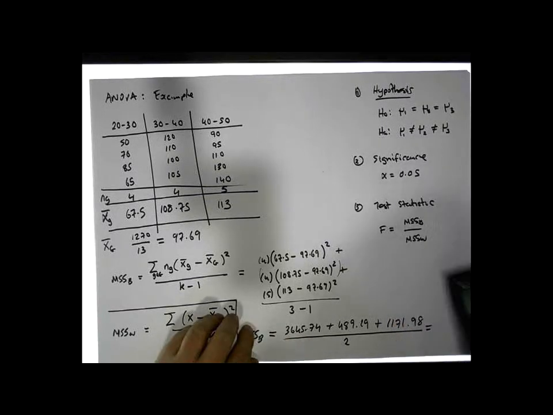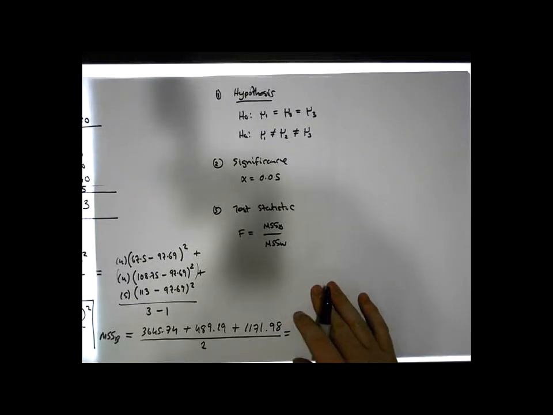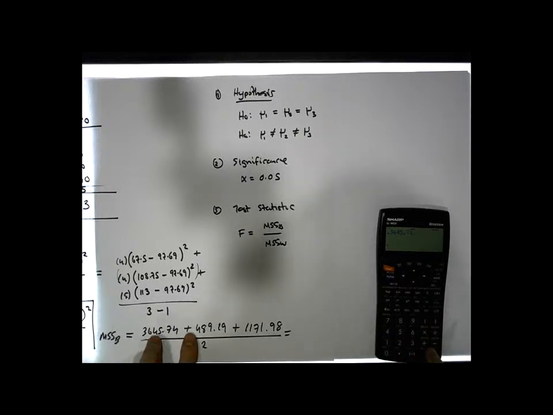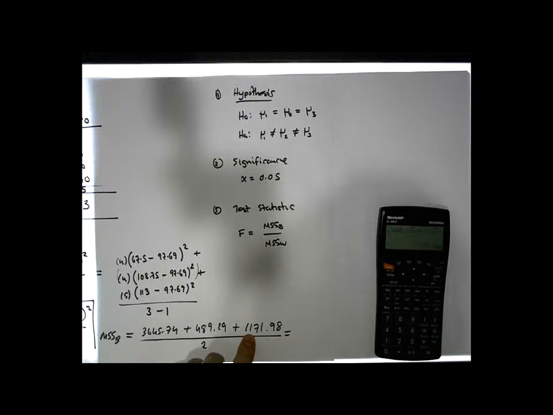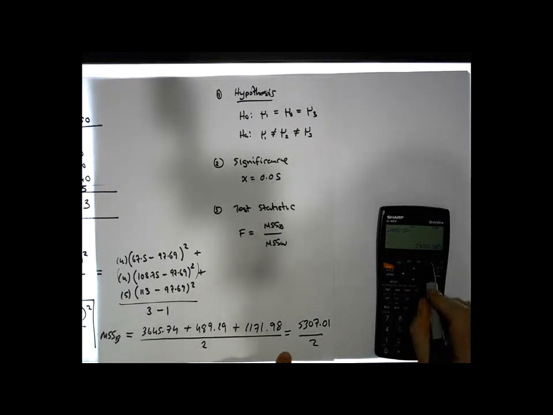So now we can actually do this whole calculation. Let me fold this page over and move it a little bit. Now we end up with 3645.74 plus 489.29 plus 1171.98. That gives us a total numerator of 5,307.01, which needs to be divided by 2. We divide that by 2 and we get 2653.